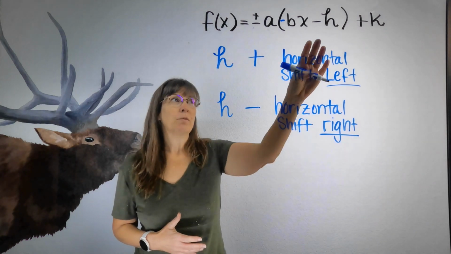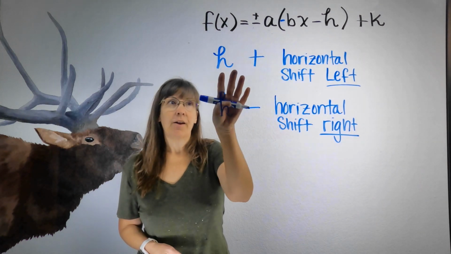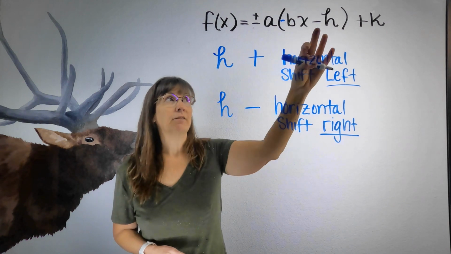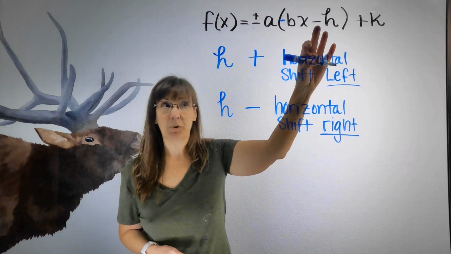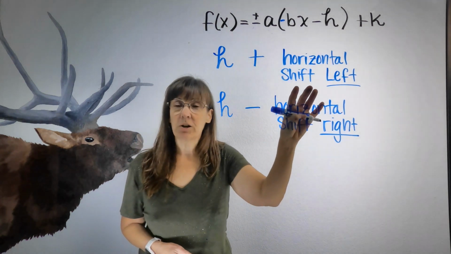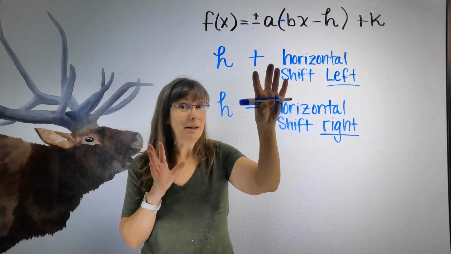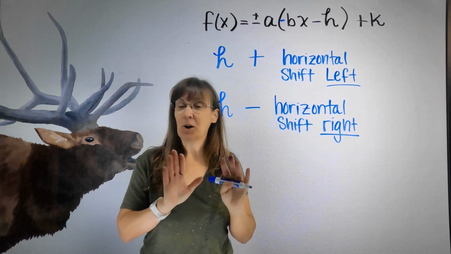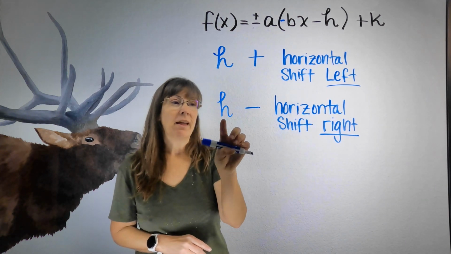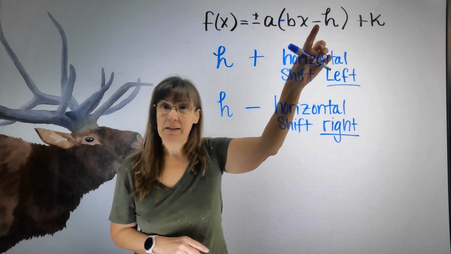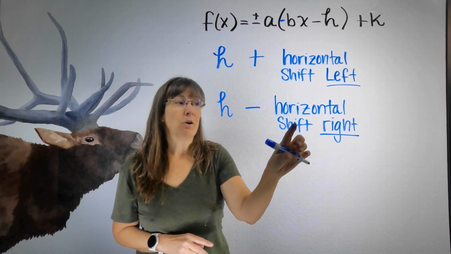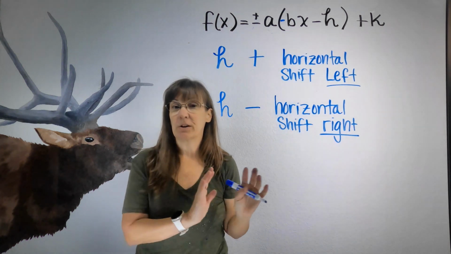Okay, so moving along here, our H value. If we see that the H has a plus sign in front of it, so in other words, there's a plus right here, that's going to be a horizontal shift to the left. Remember, it's opposite world. It says plus, you think, oh, it's moving to the right, but no, it's moving to the left. If it has the negative sign or the minus sign here, that's going to be a horizontal shift to the right. It's going to be moving to the right.